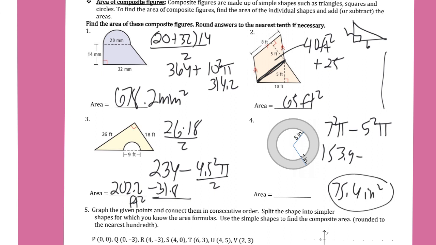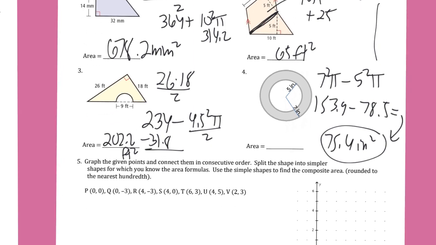If you want to know what I got with 5 squared, it would be 25 pi. That's going to be 78.5. And subtracted, they give you this right here. So again, adding, subtracting composite figures is a valid way to find the area of weird shapes.